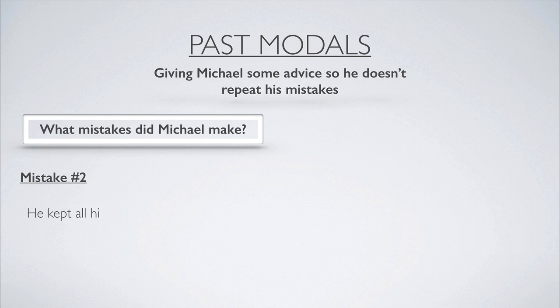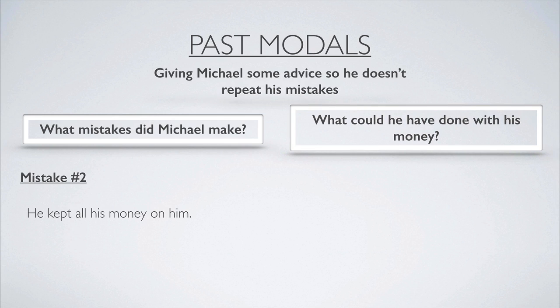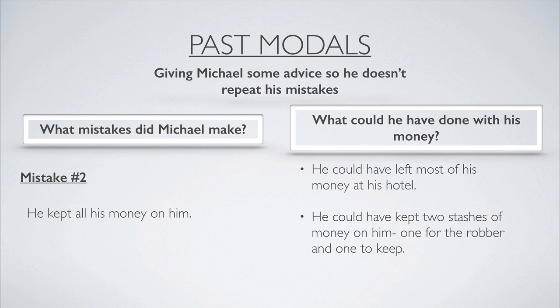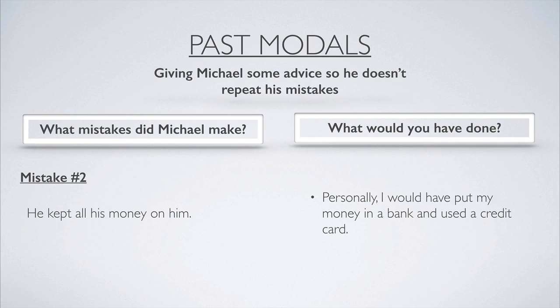Mistake number 2. He kept all his money on him. What else could he have done with his money? He could have left most of his money at the hotel. He could have kept 2 stashes of money on him, one to give the robber and one to keep hidden. He could have put his money in the bank and used a debit card. What would you have done? Personally, I would have put my money in the bank and used a debit card.